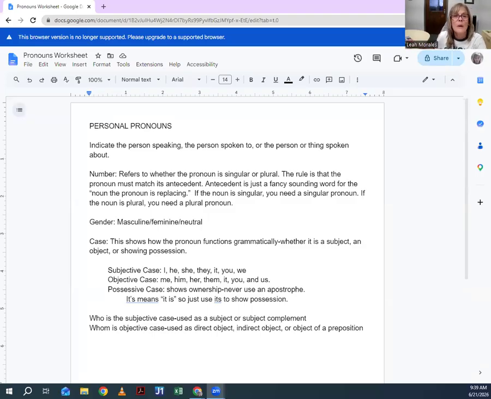Hi, everybody. Today we're going to talk about pronouns and their antecedents. And antecedent, don't panic. That is just a fancy way of saying the word that the pronoun replaces.